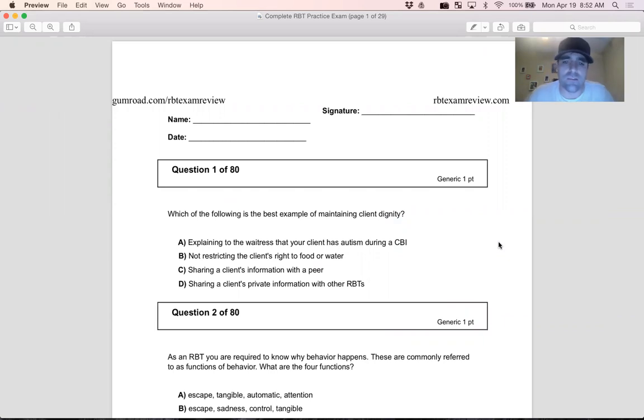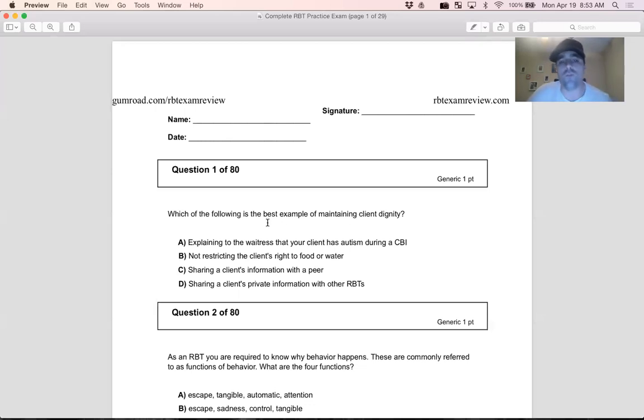Which of the following is the best example of maintaining client dignity? Okay. So this is an ethics question. The RBT exam is going to test you on your knowledge of ethics. Typically, they're common sense, right? About respect, okay? Doing the right thing, doing what should be done, okay? So these questions aren't too difficult, but you need to choose the best answer and use some common sense, right? So when we're talking about client dignity, okay, we're talking about respect, basic needs, okay, basic human rights, right? Our clients have the right to all of those things just like we do.